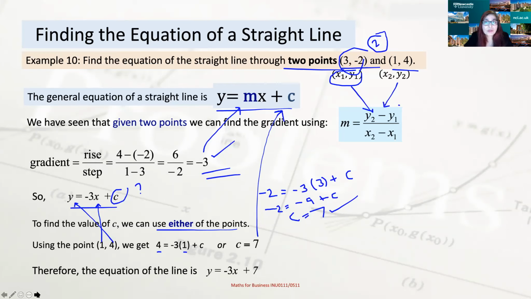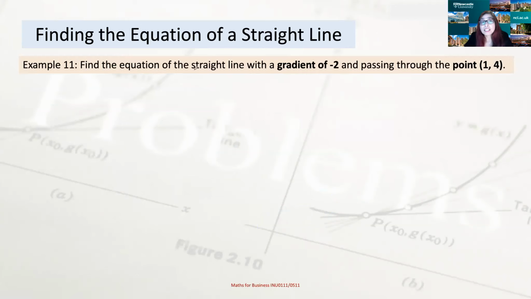Let me show you the third. Find the equation of the straight line with a given gradient and passing through the point 1, 4. That is, the gradient of the straight line is given, m is given, and a point is given through which the line is passing. The point is 1, 4 here.